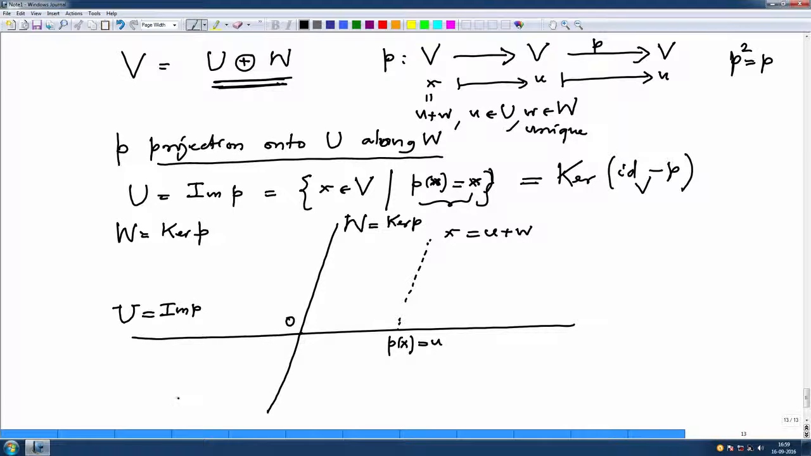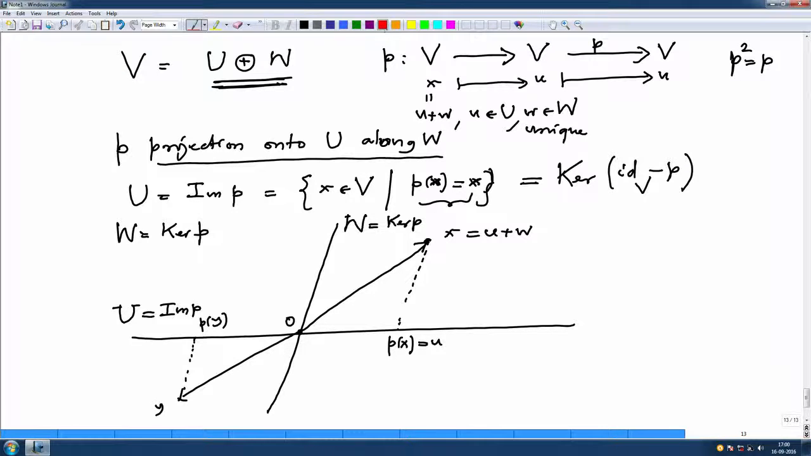If y is here, this is y. What is P of y? P of y will be somewhere here. This is P of y. So, all the elements go to U from V. This is a standard picture.